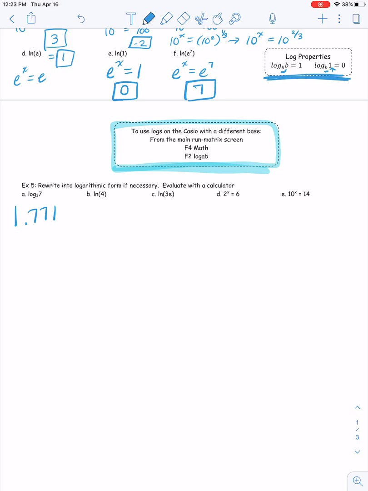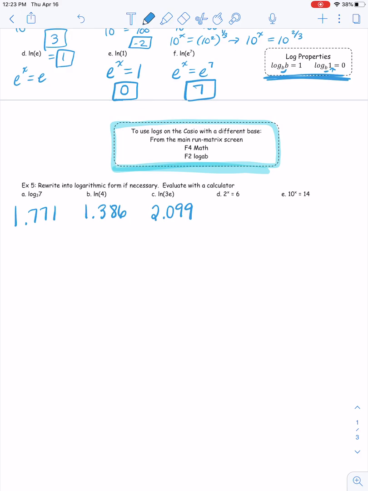For part B, notice that is a natural log and our base for natural log is always e. So this is e to the something power is going to give us 4 if I had to rewrite that. But I don't need to rewrite that. I can simply type in ln, the natural log, and then type in 4, and I should get 1.386. For part C, same kind of scenario. You're going to type in the natural log of 3, and then you're going to hit your button for e, because remember, e is a number. And there you should get approximately 2.099.